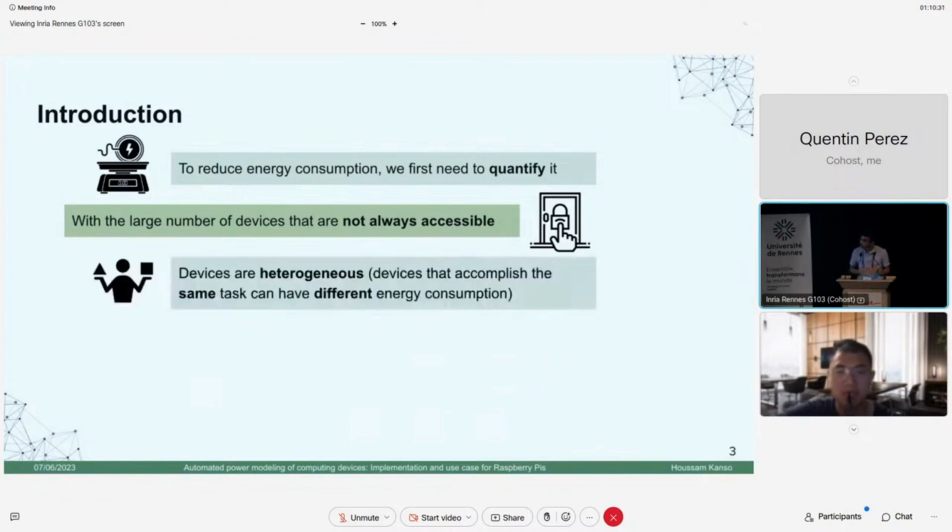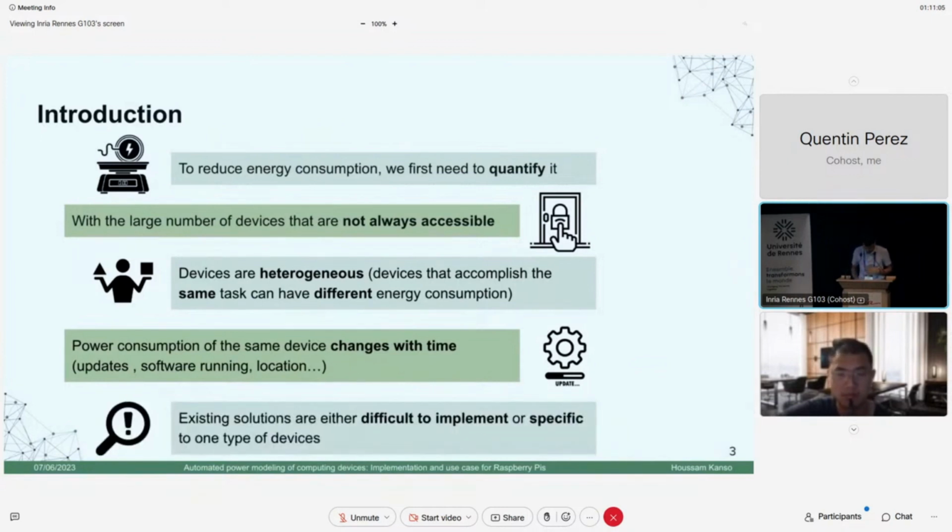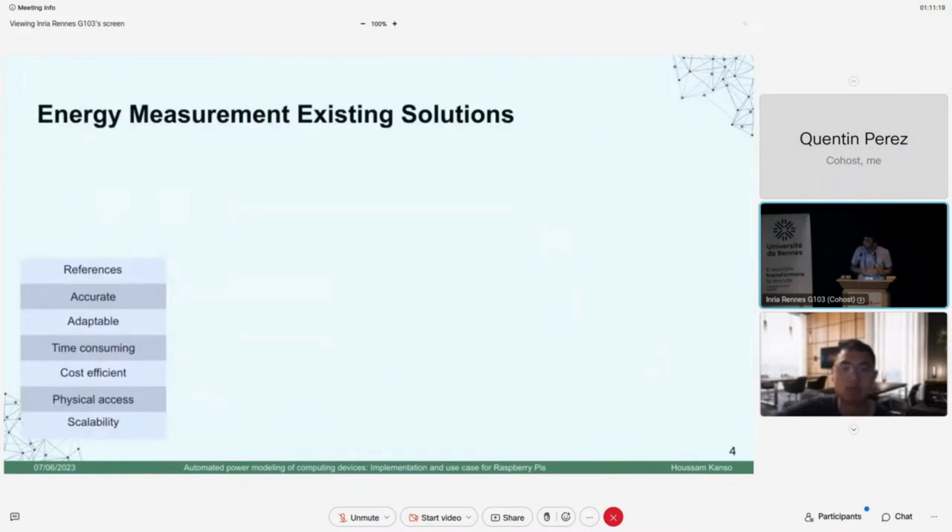Another challenge is that these devices are heterogeneous. Even if two devices can accomplish the same tasks, a lot of times they can have different power consumption. One additional challenge is that devices may change with time. For the same device, it can have software updates, its location can change. Maybe it was in a cold location, then it was in a hot location. So the environment changed, therefore maybe the power consumption will change with it. And finally, the solutions that already exist are either difficult to implement or specific to one type of device.